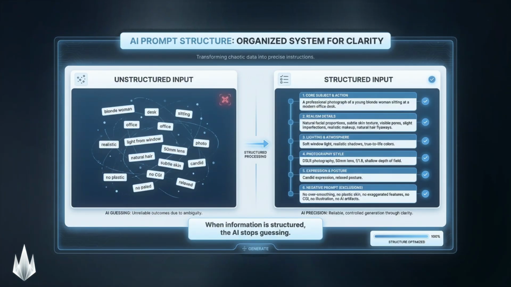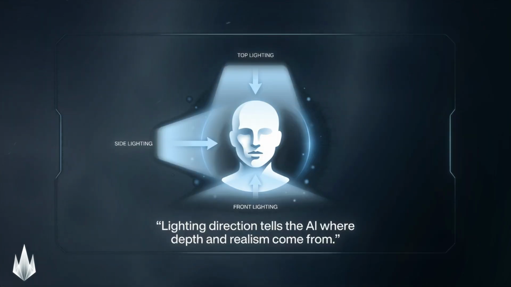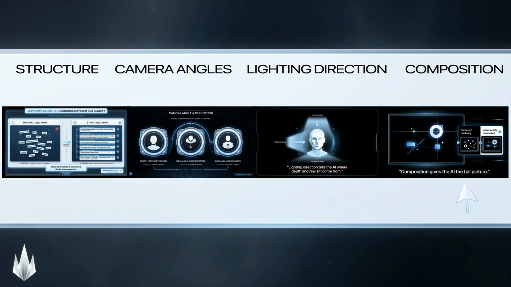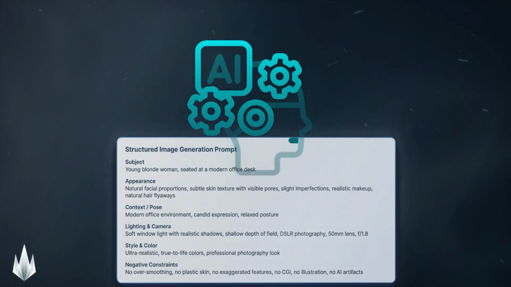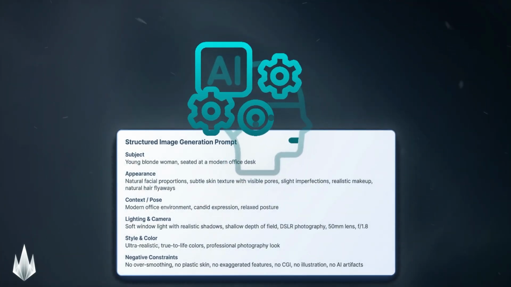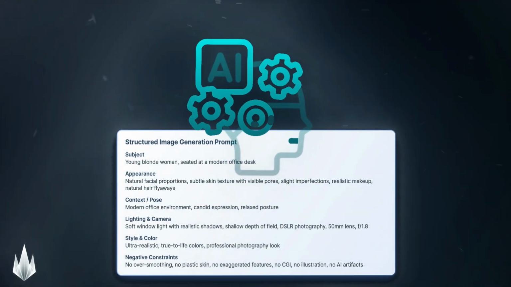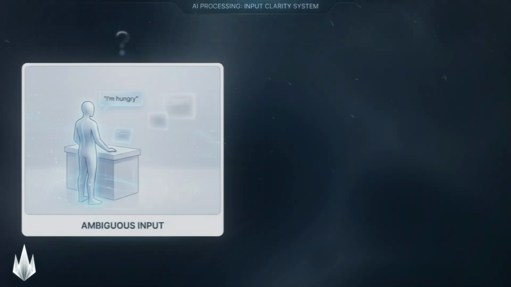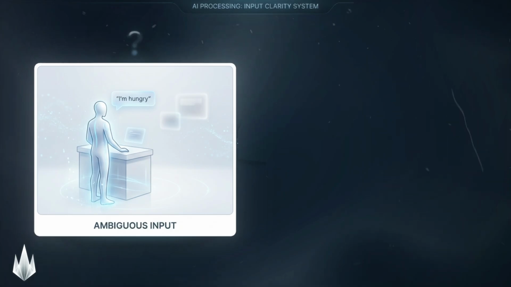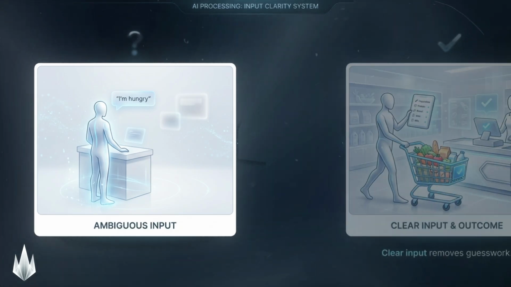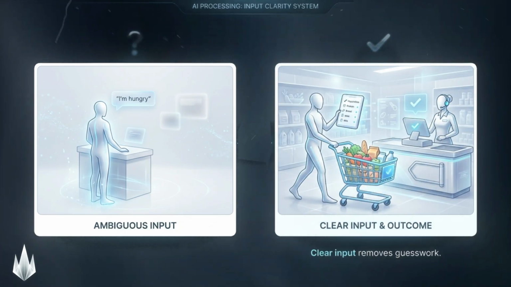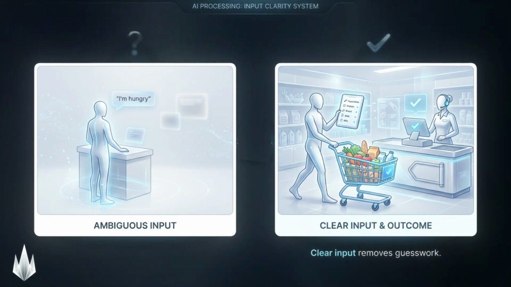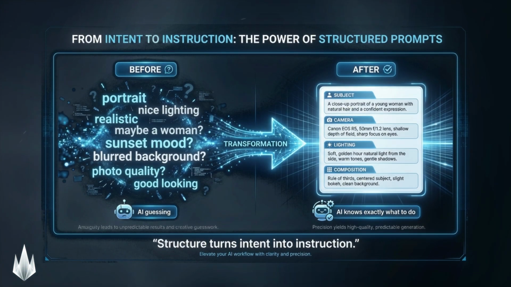Now we're talking about structure, camera angles, lighting direction, composition, the technical stuff that makes AI understand what you actually want. See, when you add these specifications and organize everything properly, the AI has way more information to work with. It's not guessing anymore. It knows exactly what you're asking for. Think of it like this. You walk into a store and tell the cashier, "I'm hungry." They're going to stare at you confused. But if you walk up with a cart full of groceries and a list, they know exactly what to do. Same concept here. Give AI the full picture, structured the right way, and it delivers.